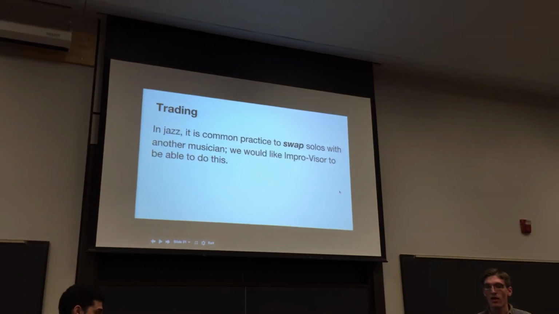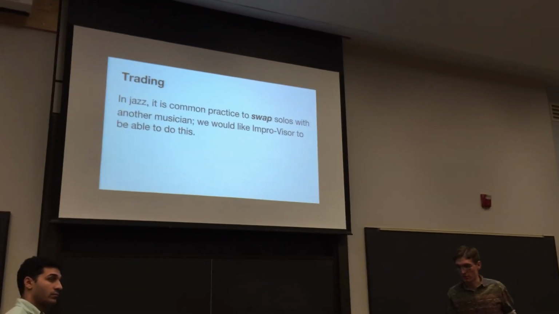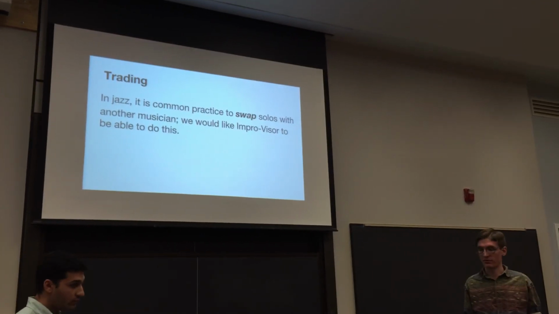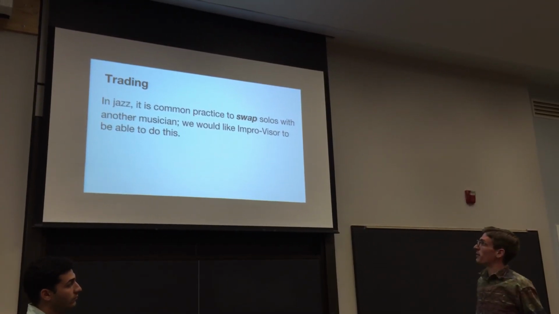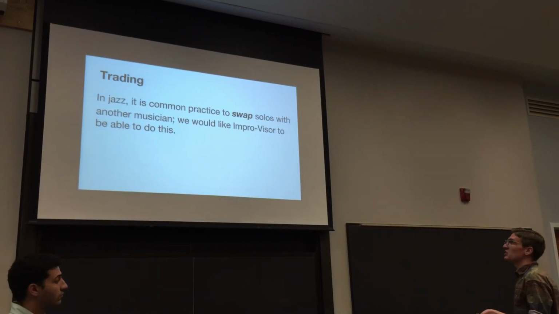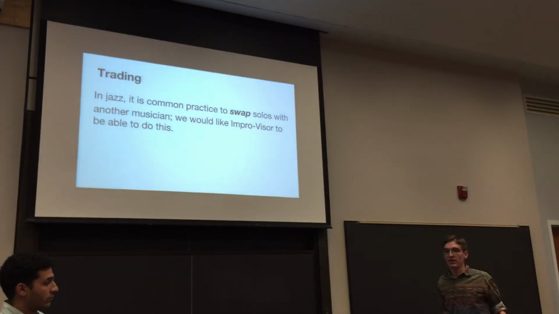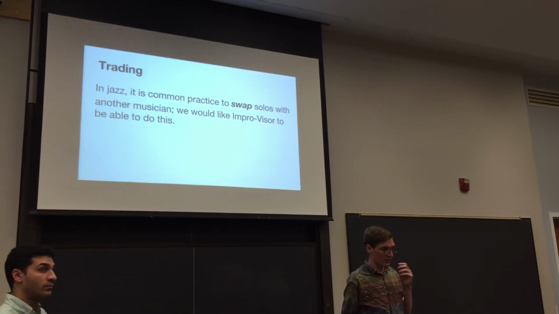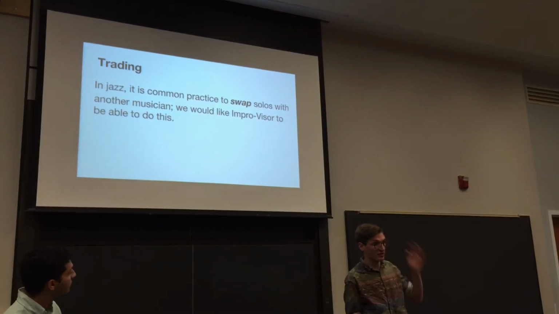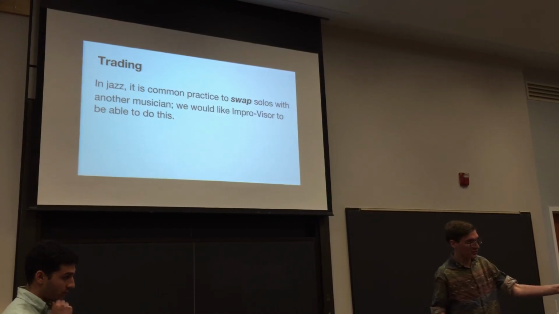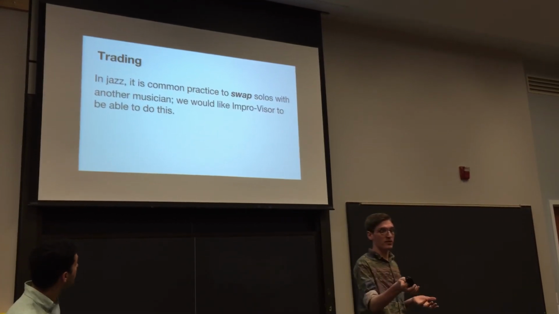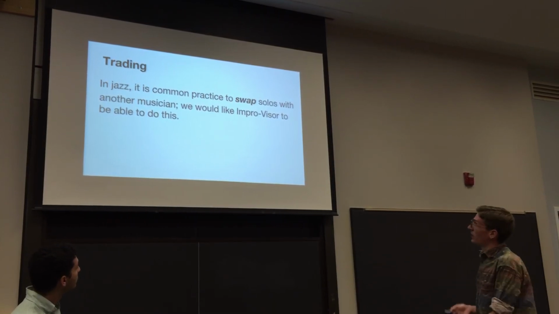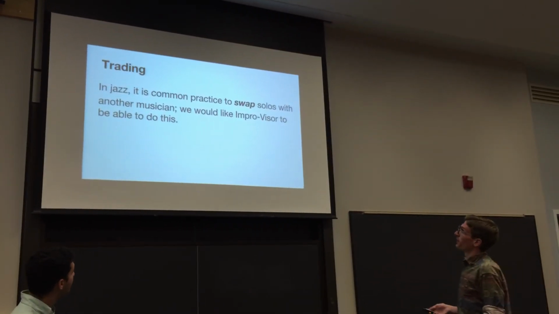So now that we've gotten that to a working state, we've kind of split off into more stuff with interactive capabilities of Improviser. So in jazz, it's very common to want to trade with another jazz musician or soloist. So a common practice is trading fours. So one soloist plays 4 bars, and then the other one plays a response of 4 bars, and it goes back and forth arbitrarily long. And we would like Improviser to be able to do this.